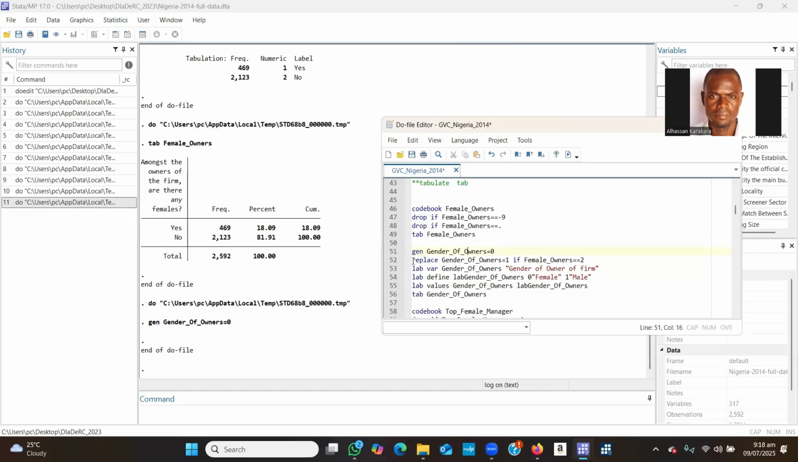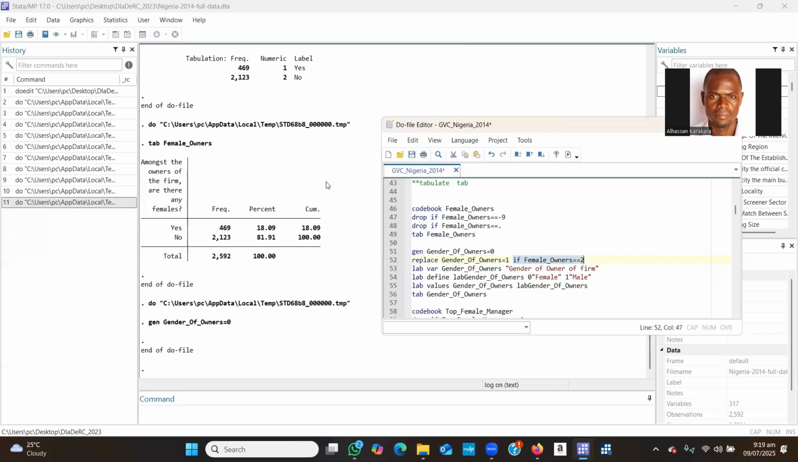Since this variable is generated as 0, that same variable should have 1 or 2, 3, 4, depending on where you want to stop. So the second aspect, after the 0, is the 1, which I'll say then replace. You are using the replace command. So the variable that I've generated as 0, replace it equals to 1 if the previous variable that I have, that is female owners. So replace gender of owners equals to 1 if female owners equal 2.